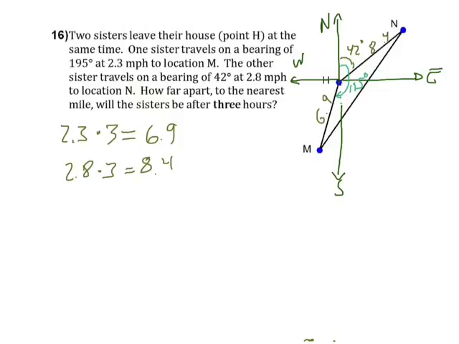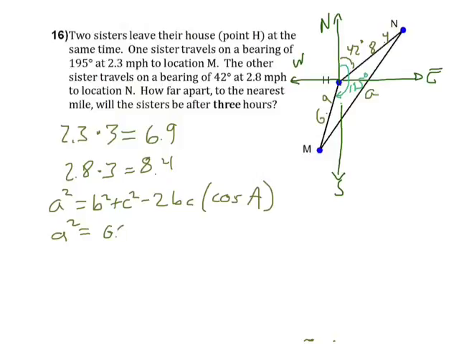Now we're all ready to set up the law of cosines. Let's call this side a. We know the law of cosines says a squared equals b squared plus c squared minus 2bc times the cosine of the angle between them. So let's fill it in. We've got 6.9 squared plus 8.4 squared minus 2 times 6.9 times 8.4 times the cosine of our angle.